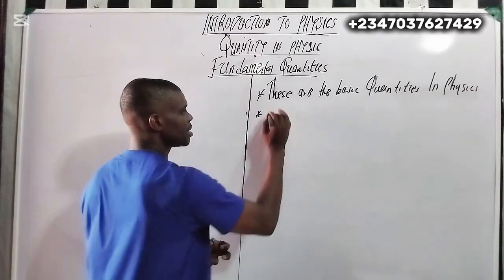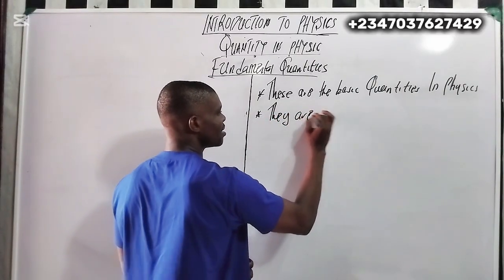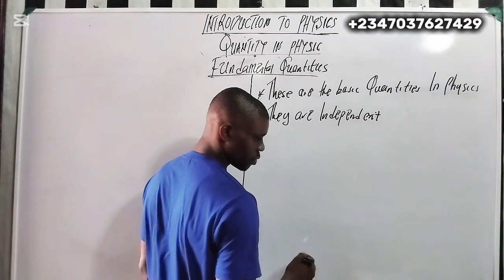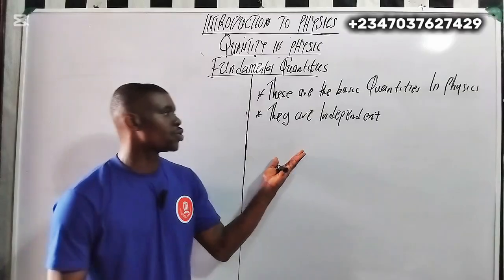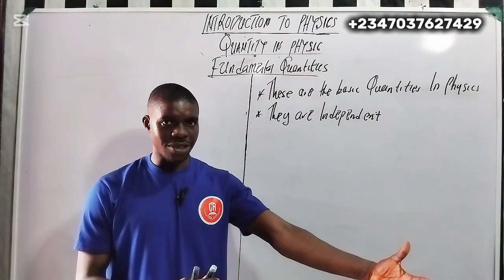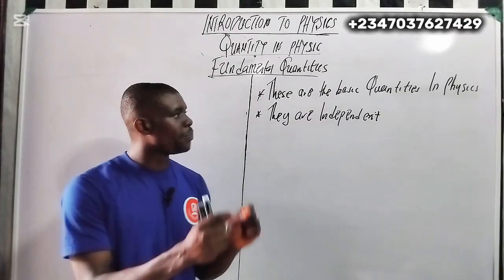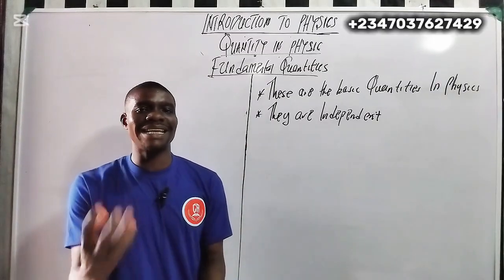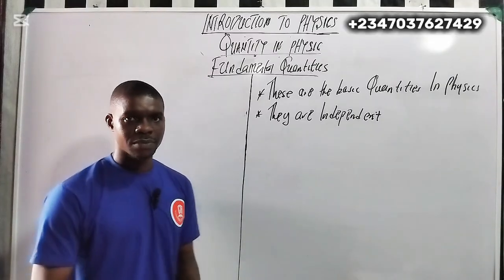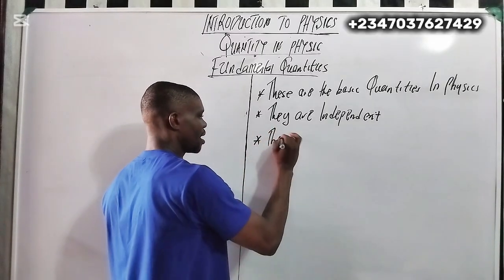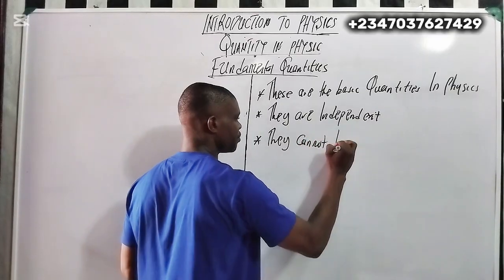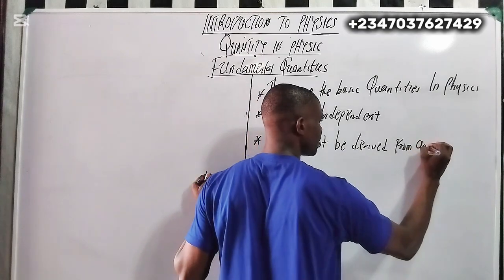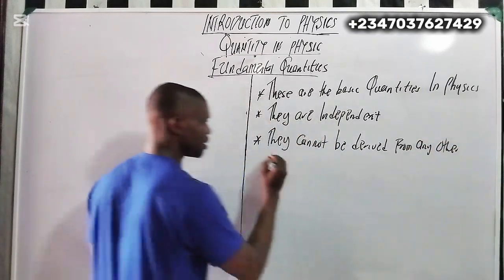They are independent. So they don't depend on any other quantity. So when we talk about fundamental quantity, these are the basic quantities in physics. Another thing here is that they are independent. What do you mean by independent? They cannot be derived from any other quantity. Please take it down. They cannot be derived from any other quantities.